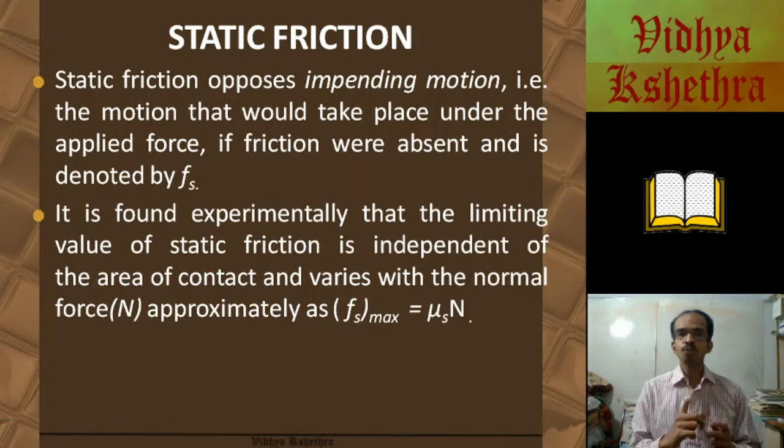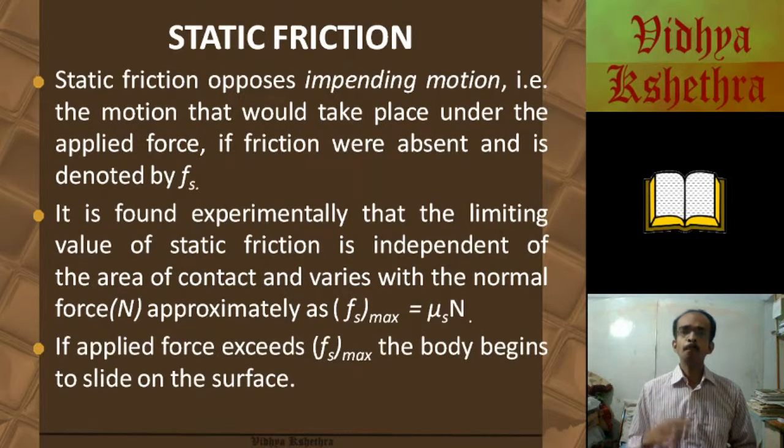That is, the normal force approximately as Fs max is equal to mu s into N, where mu s is the coefficient of static friction and it varies according to the surfaces in contact. Now, if the applied force exceeds Fs max, the body begins to slide on the surface. That is, motion only takes place if the applied force exceeds this static frictional force.